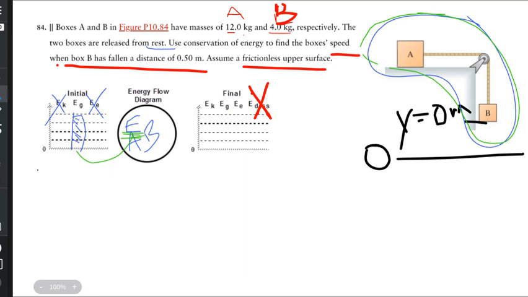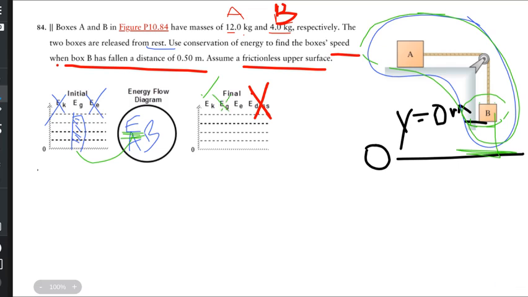Block A is also moved and accelerated along the ramp, so we are going to have some kinetic energy for sure. We have said that our 0 position for block B is going to be here at that 0, so we're going to say we will have no gravitational potential energy.